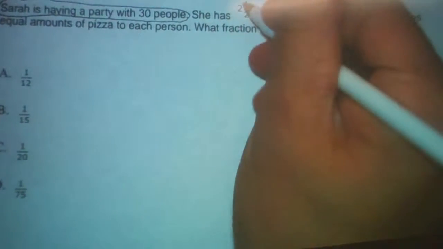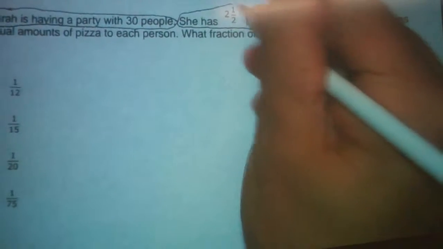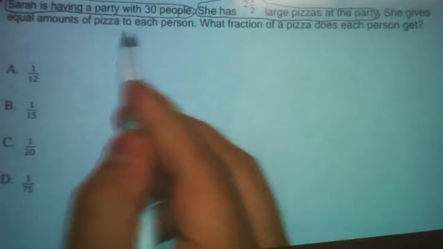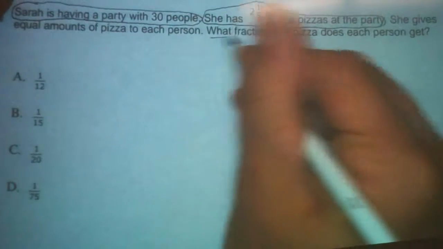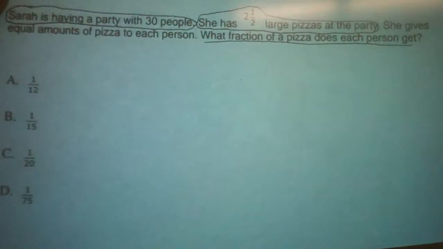Okay, so this girl Sarah must be popular. She's got 30 people going to a party. She might also be cheap because she only bought 2.5 large pizzas. She gives equal amounts of pizza to each person. What fraction of a pizza does each person get? So a couple things I notice.